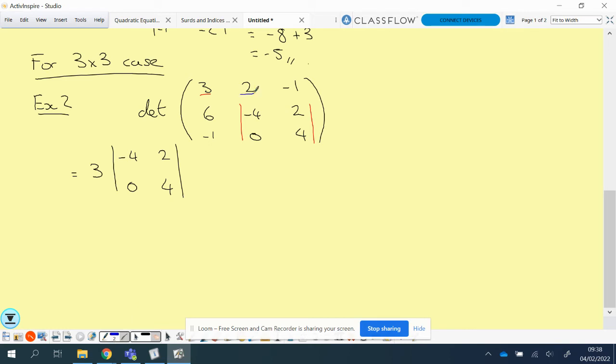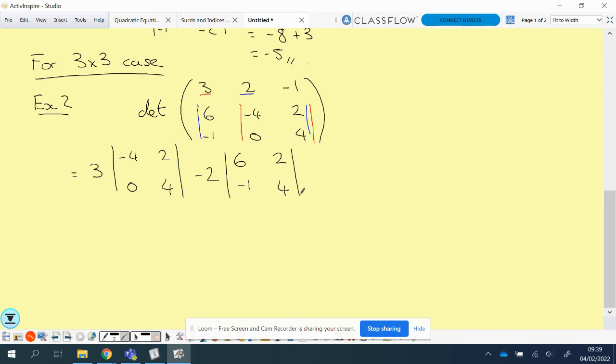Now, when I said signs alternate, I've got to flip the sign of that second number. So it's going to be -2. Let me try and write that in the right colour. Let's go back to a blue pen. The numbers I'm going to use here are the ones not in the same column as that. I've got to use the 6 and -1 with the 2 and the 4. That's going to be the 2 by 2 part there. It's going to be 6, -1, 2, 4.